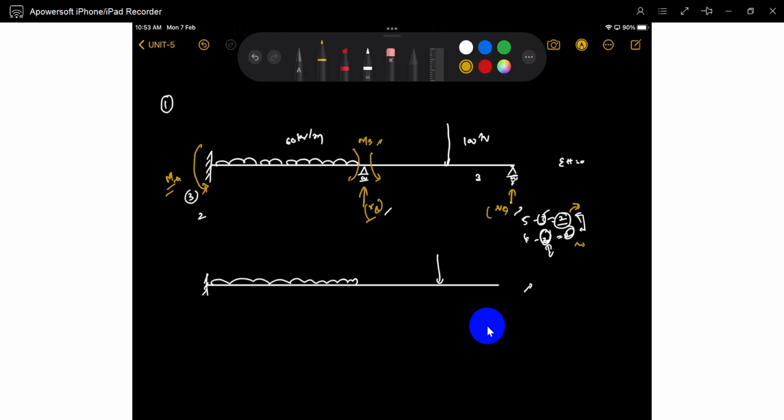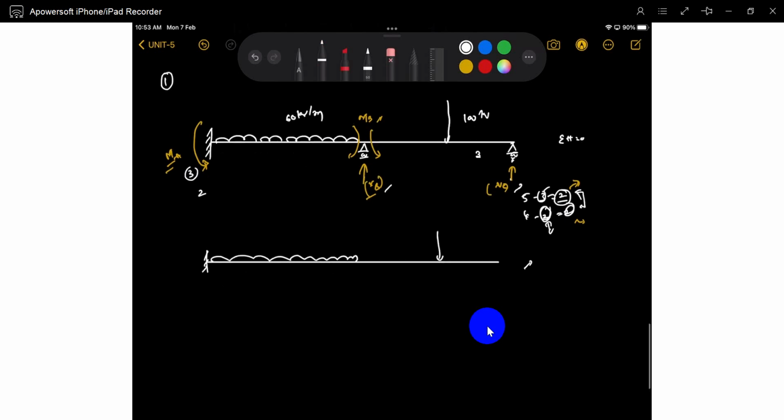You can find out MA and MB. So here, if you release those MA and MB, how is it? It is simply supported. If you release MA and MB, it will go simply supported. Understood? So this you can also find out without getting any other equations.